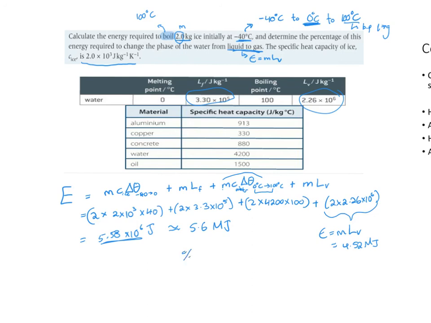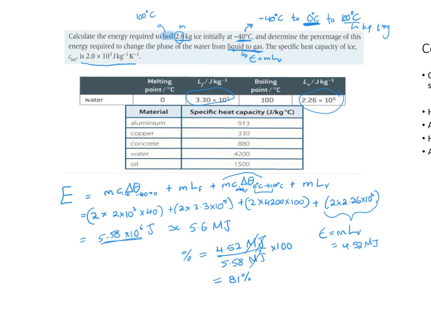So the percentage of energy going from a liquid to gas compared to the whole change is going to be 4.52 megajoules divided by 5.58 megajoules. I left it as megajoules because even if you wrote times 10 to the 6, you would cancel them out anyway. Times by 100, that will give you about 81%.